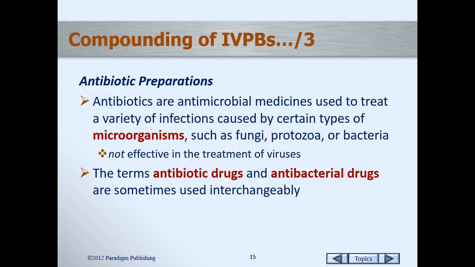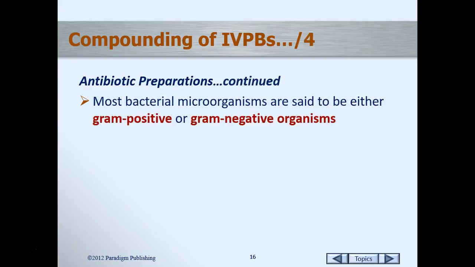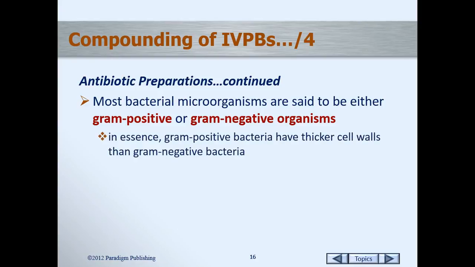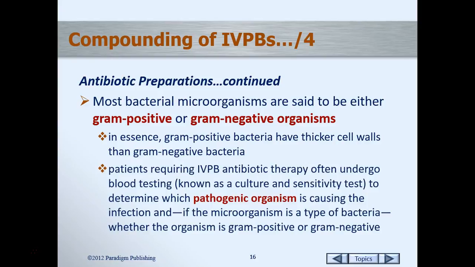The terms antibiotic and antibacterial are sometimes used interchangeably. Most of the bacterial microorganisms are either going to be gram-positive or gram-negative, and that has to do with the cell structure, the bacterial cell wall structure, I should say. In essence, gram-positive bacteria tend to have thicker cell walls than gram-negative bacteria. Patients requiring IV piggyback antibiotic therapy will undergo blood testing. This is known as culture sensitivity testing. Well, this should be corrected. It's not all of them, but some of them will.